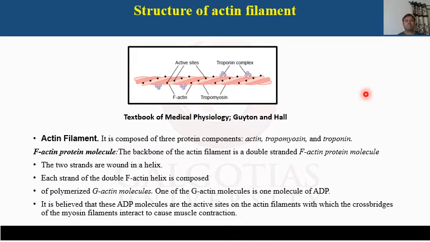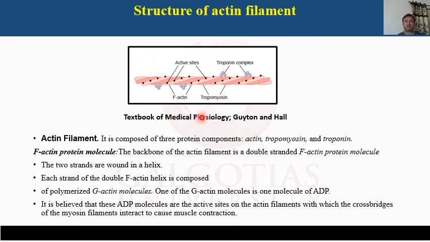Now we will discuss the structure of the actin filament. The actin filament basically has 4 components: first F-actin, second tropomyosin, third troponin complex, and fourth active sites. First we will discuss F-actin. F-actin has a double helical structure, like DNA. Each strand of the double F-helix is composed of polymerized G-actin molecules.